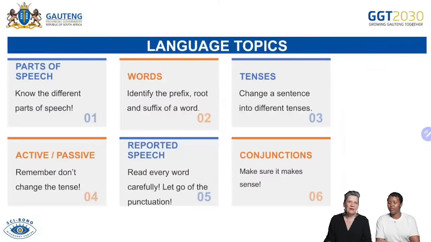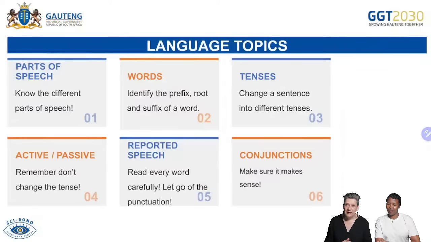So be very specific. Is it only the past tense or is it past continuous tense, for instance? So just read your question very carefully. Active and passive, remember, be careful, it can go either way. It doesn't always mean from active to passive, it can be from passive to active as well.